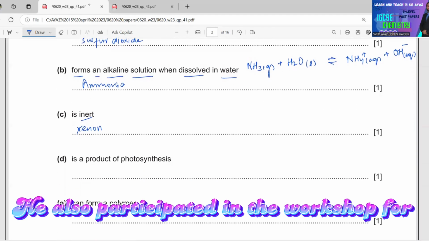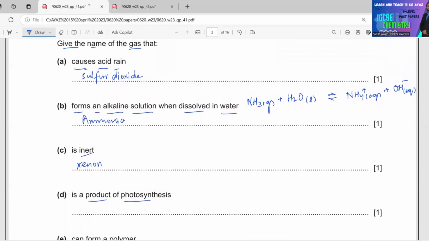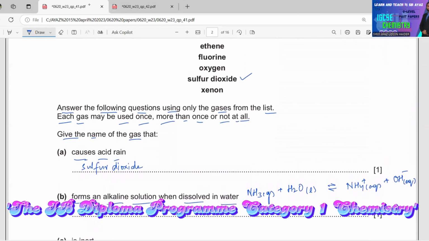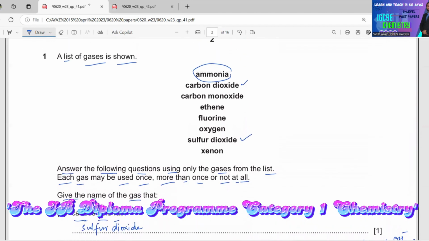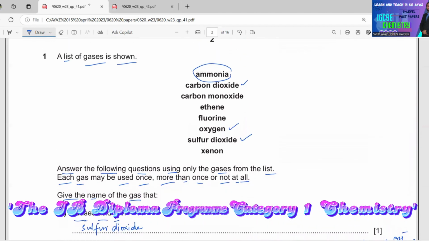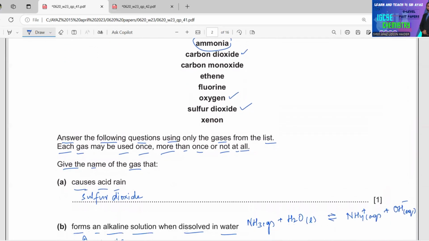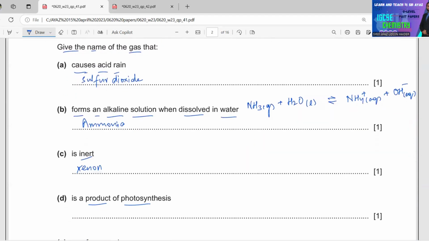Part D is a product of photosynthesis. Now, during photosynthesis, the products produced are glucose and oxygen. So we find oxygen here. We don't have glucose, so the answer must be oxygen.